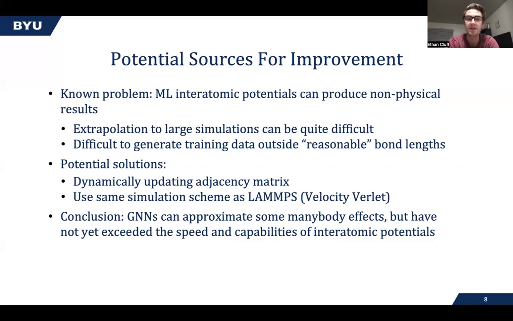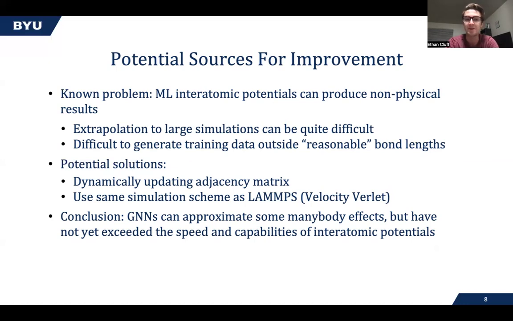And another could be that it is hard to generate training data that's outside of reasonable bond lengths. All of the atoms that I trained on were vibrating at their regular bond lengths, but interatomic potentials are highly dependent on the idea that if atoms get really close, they should push each other away very strongly. So you're unable to model that using the training data that I had. Some potential solutions could be including some of that in training data, maybe by having higher temperature training data, and then trying to run low temperature simulations.